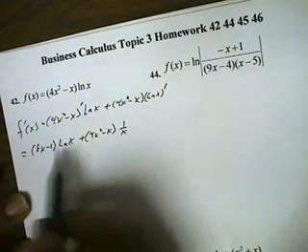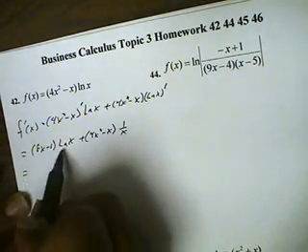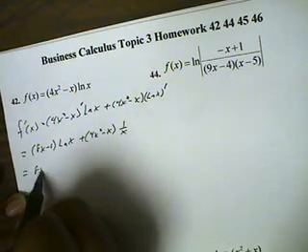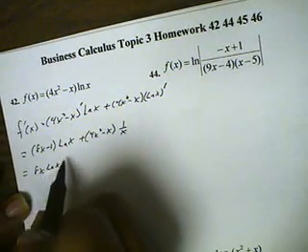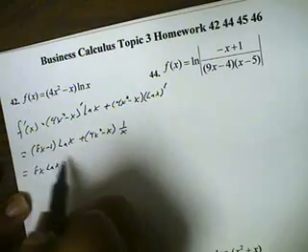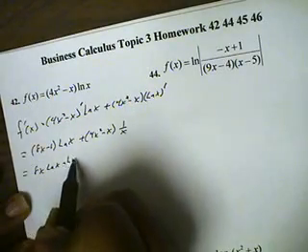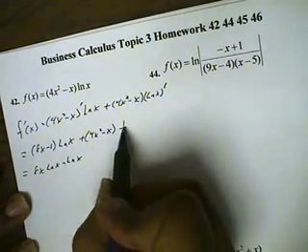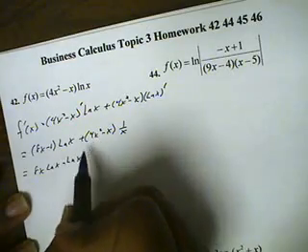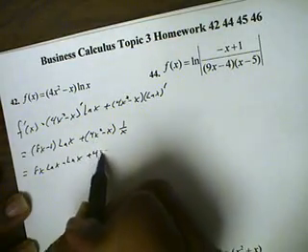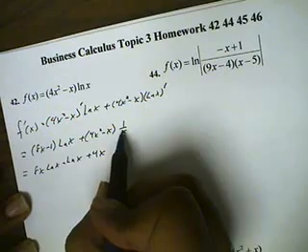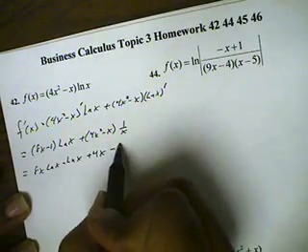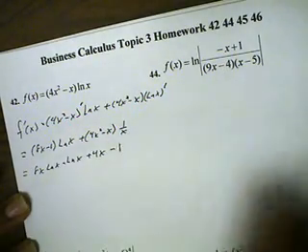Now I'm going to distribute these here. Natural log of x times the 8x gives us 8x times natural log of x. Natural log of x times negative 1 gives us negative natural log of x. A 1 over x times a 4x squared gives us plus 4x. And a 1 over x times a negative x gives us negative 1. And that's our derivative.